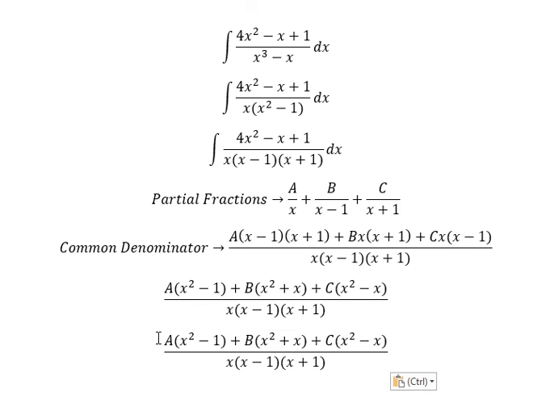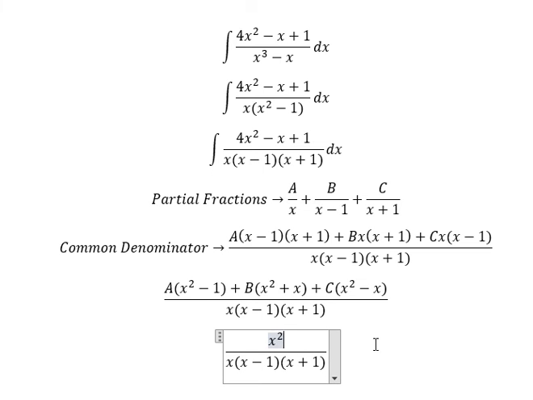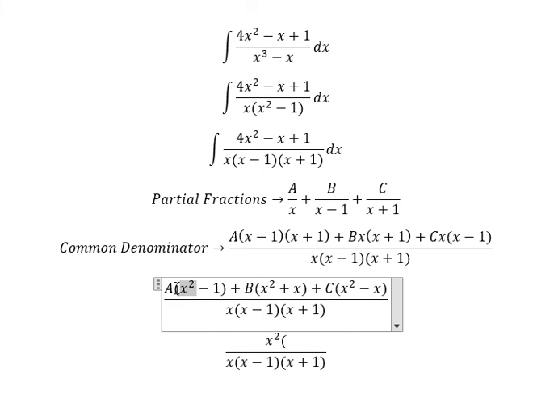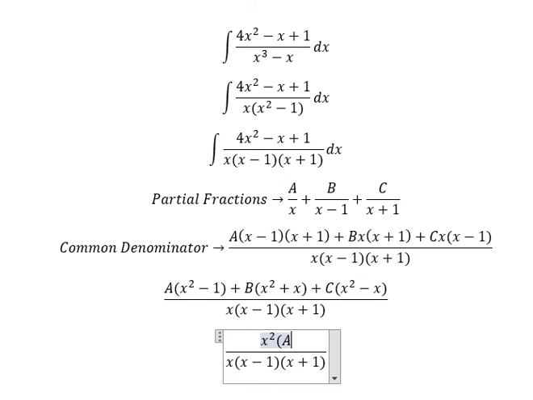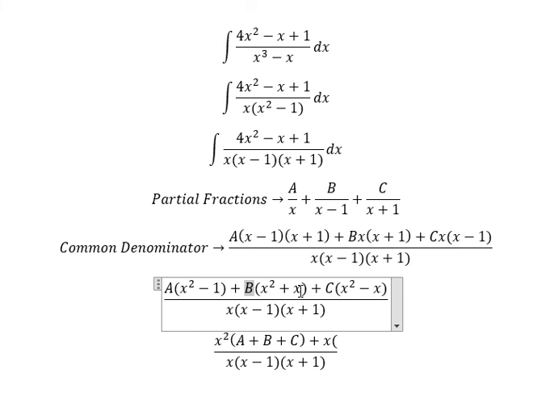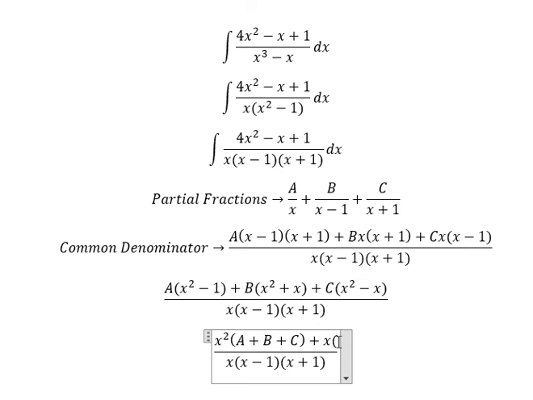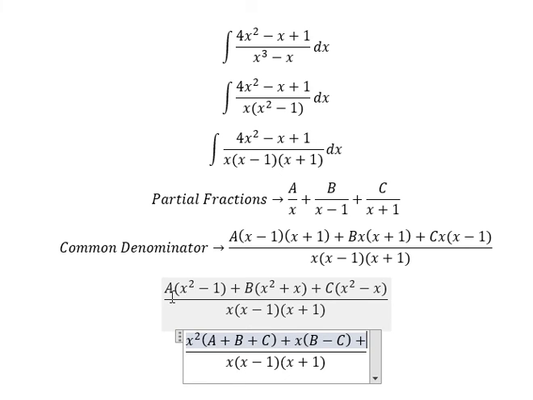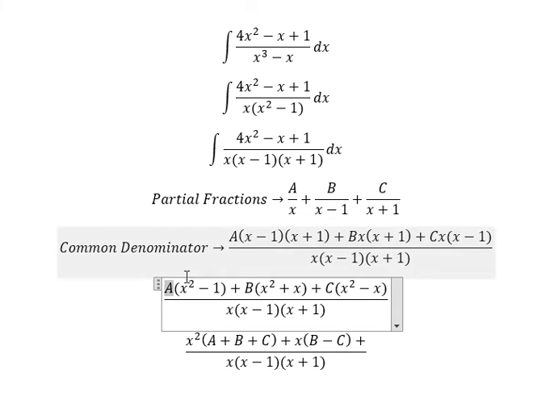Next, we need to arrange based on the term of S. About S square, we have A, B, C. About S, we have B multiplied by S, C multiplied by negative S. So we have B minus C. About this one, that's the number. So we have A multiplied by negative 1.